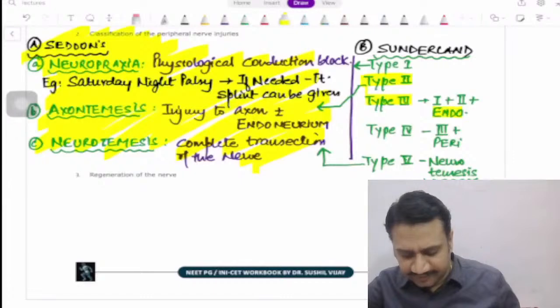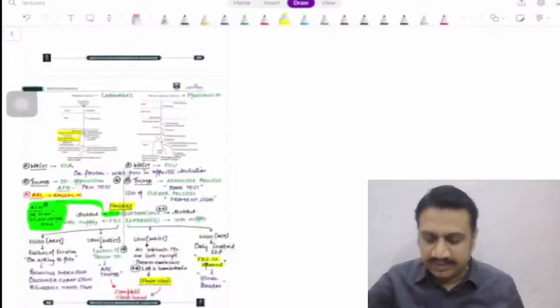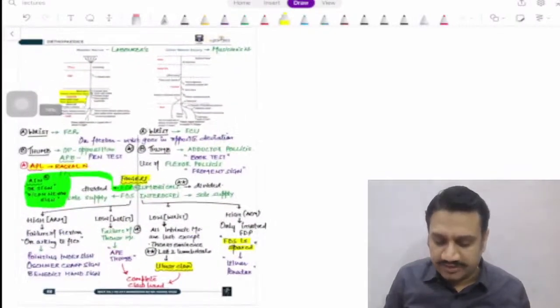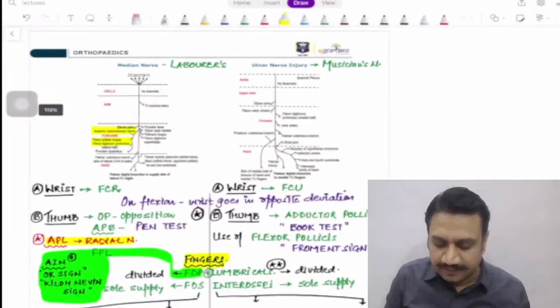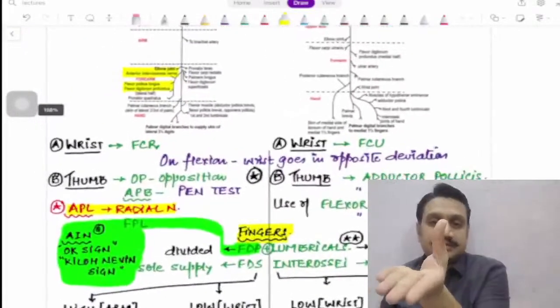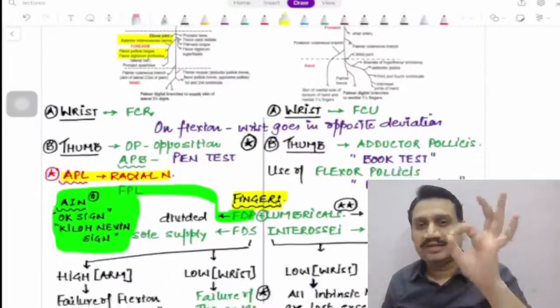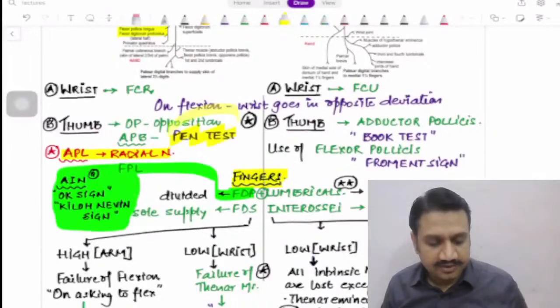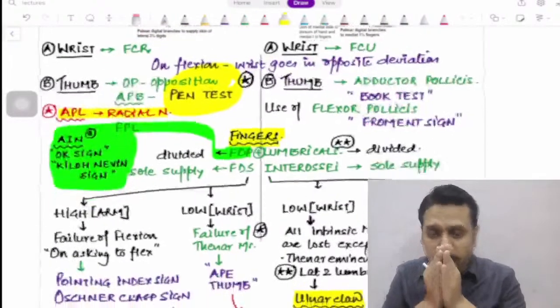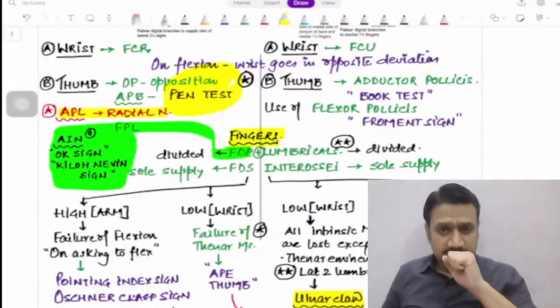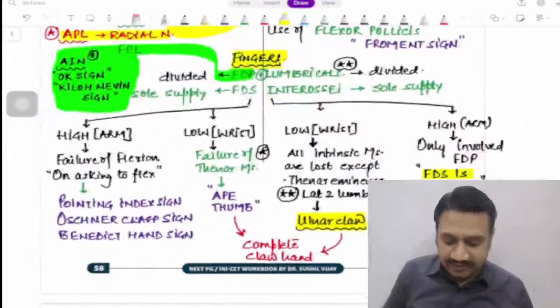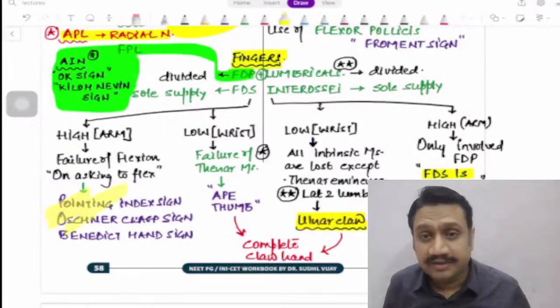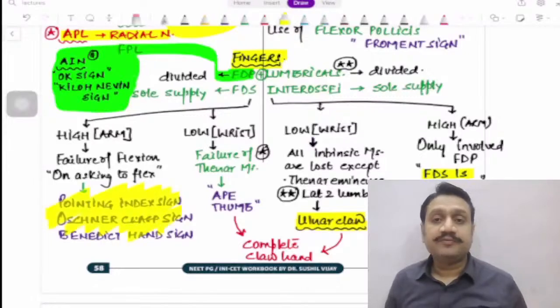All right. Then you have the tests, the clinical pictures of the median nerve and the ulnar nerve. Please remember, there is a pen test for the median nerve. It is done for abductor pollicis brevis. Second is the OK sign, that is for the anterior interosseous nerve. Third is the pointing index sign for the median nerve. Fourth, ape thumb for the median nerve.